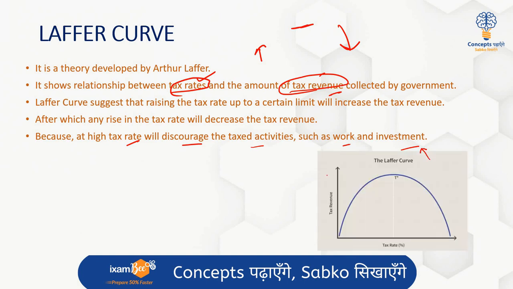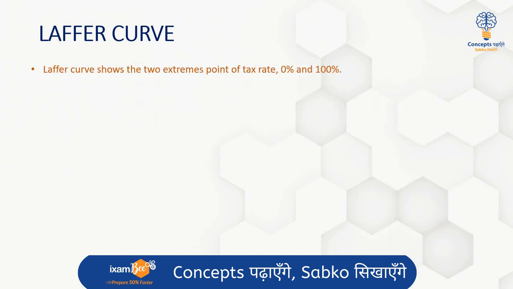This is the graphical representation of the Laffer curve. As the tax rate increases, the tax revenue goes on increasing, and it increases up to a certain point, and after that it starts falling. The inverted U-shaped graph. This means that there are two extreme points in the Laffer curve. One is the 0% tax rate and the other is the 100% tax rate. At both these extreme points, the tax revenue that is generated is zero.